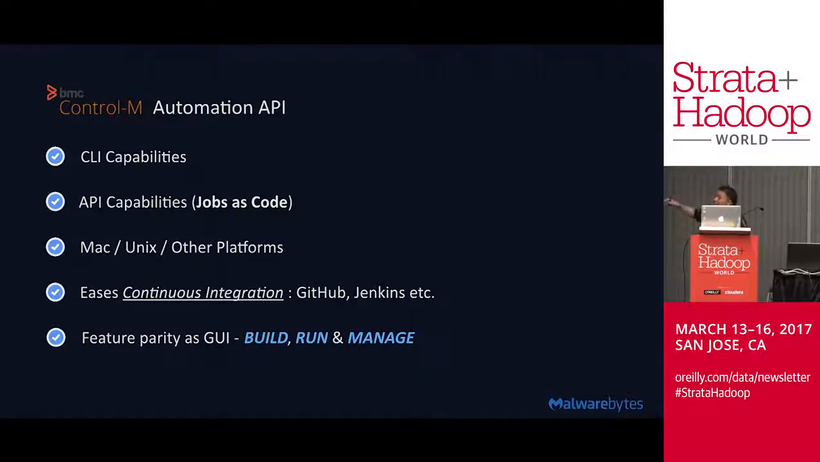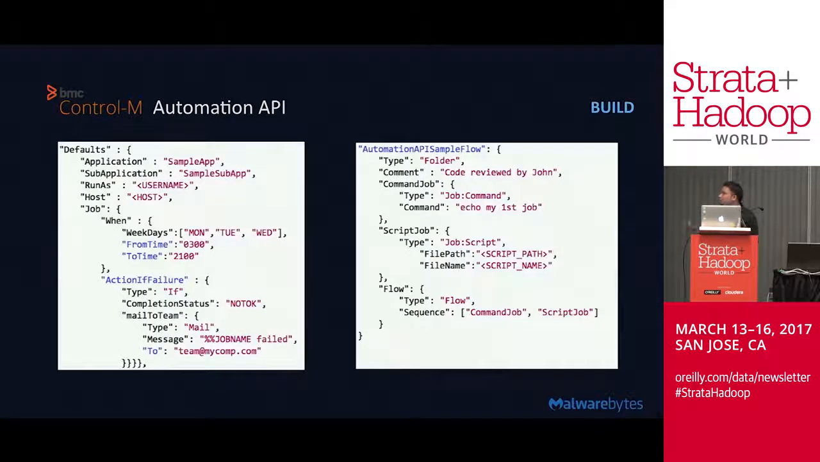It makes working on Mac, Unix, and other platforms very easy. It eases your continuous integration, GitHub, Jenkins, or whatever you use. I use the word eases only because it was capable of doing this even before that. And it gives a great feature parity with the GUI that they have. A lot of jibber jabber. Let's actually dive in and see what it takes to build a Control-M job using the automation API.